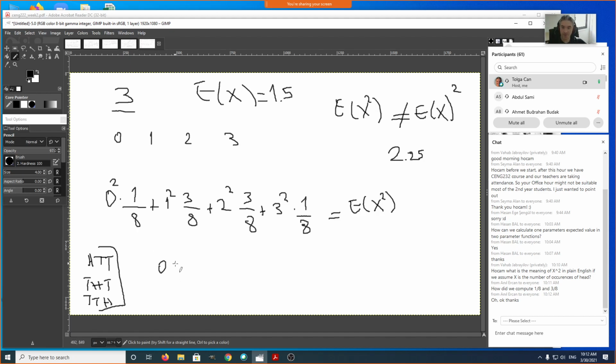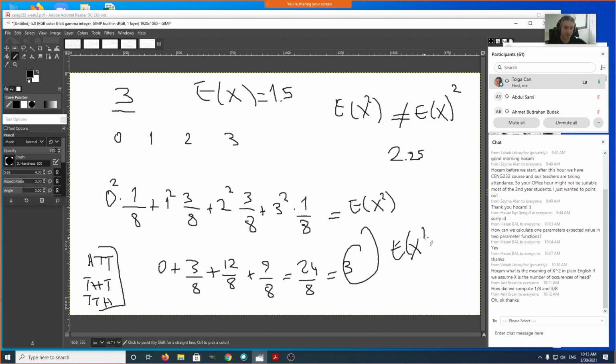This one is already 0. This one is 3 over 8. 4 times 3 is 12, right? 12 over 8 plus 9 over 8. So let's add these up: 24 over 8, right? Am I mistaken? So 12 here, 24 over 8, and it's 3. You see? I'm glad that it's not equal to 2.25. So it's 3. The expected value of X squared, where X is the number of heads, turned out to be 3, not 2.25.